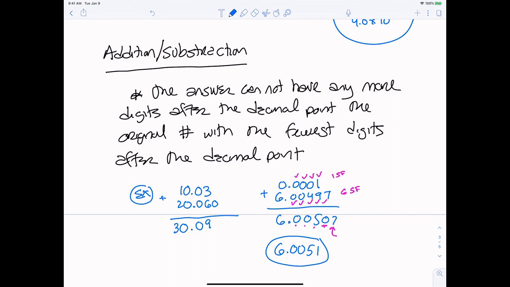And again, if I was multiplying those, I would just have one significant digit. But because we're adding and subtracting, it's not the number of significant digits, it's the number of digits after the decimal point. So this is going to be the correct expression for that number.